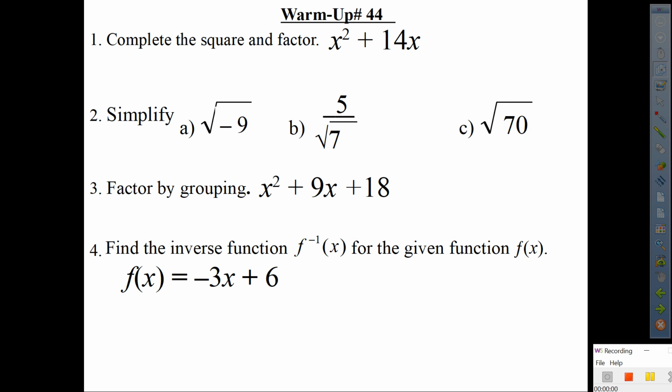And number 4, find the inverse function, f inverse of x, for the given function f of x. And the given function is f of x equals -3x plus 6.